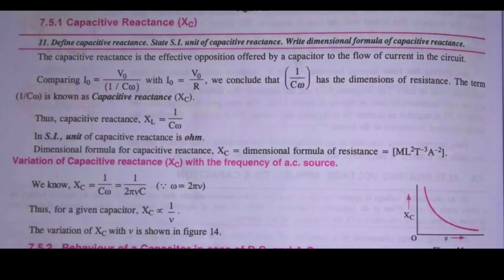Capacitive reactance is the effective opposition or resistance offered by a capacitor to the flow of current in the circuit. We get its equation by comparing the value of I naught with Ohm's law, and we conclude that 1 upon C omega has the same dimensions as resistance, and this is denoted with the symbol X_C, which is known as the capacitive reactance.